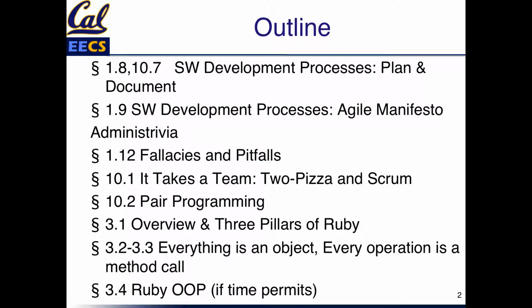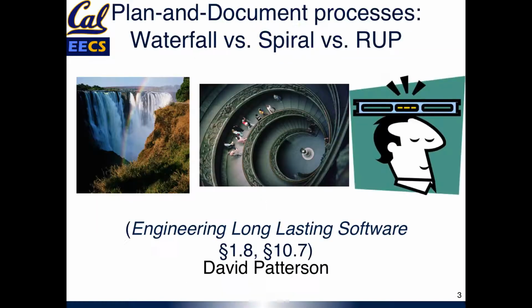Big ideas about how to develop software and ways to build software, and then you're going to jump into Ruby, this new exciting programming language, or not new, but new to a lot of us. Well, traditionally, the first thing that we did developing software, we call the plan and document process.